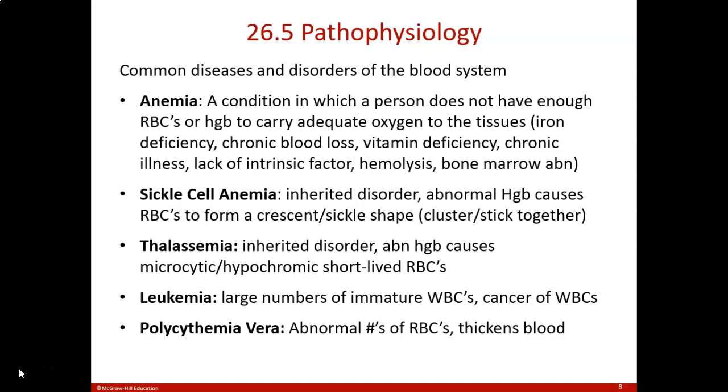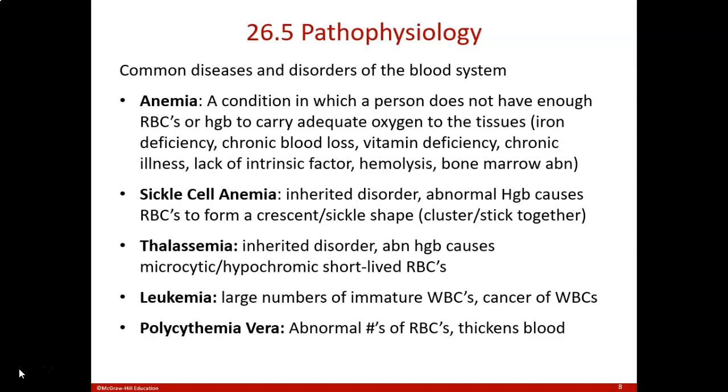There's some artificial erythropoietin called Epogen that will sometimes work with people that have chronic illnesses to help boost their red blood cell number. Lack of intrinsic factor is something that happens in the geriatric population. Intrinsic factor is necessary for the absorption of B12 in the digestive tract, and so it tends to be something that happens in older individuals. But that can be a source of anemia, and it's a specific kind of anemia called pernicious anemia.